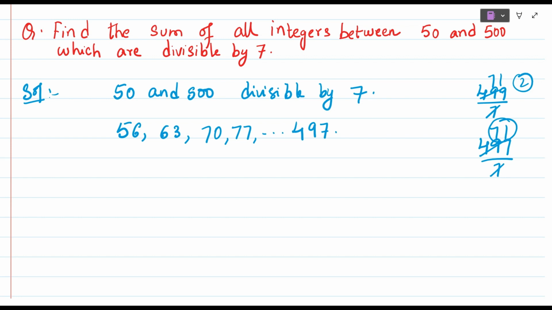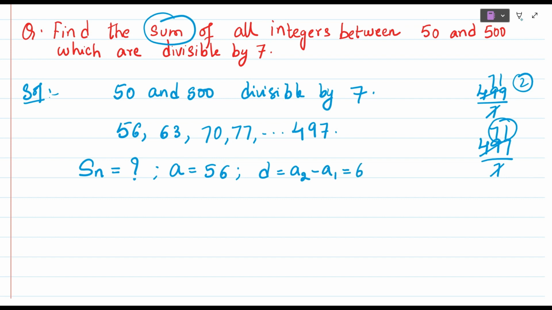Now they are asking to find the sum of all integers. So what do we have to do? They are asking us to find the sum of all the integers, which means we have to find Sn. So what are the given numbers? a is the first term, that is 56, and the common difference is a2 minus a1, that is 63 minus 56. How much, students? What is d here? 63 minus 56 is 7.